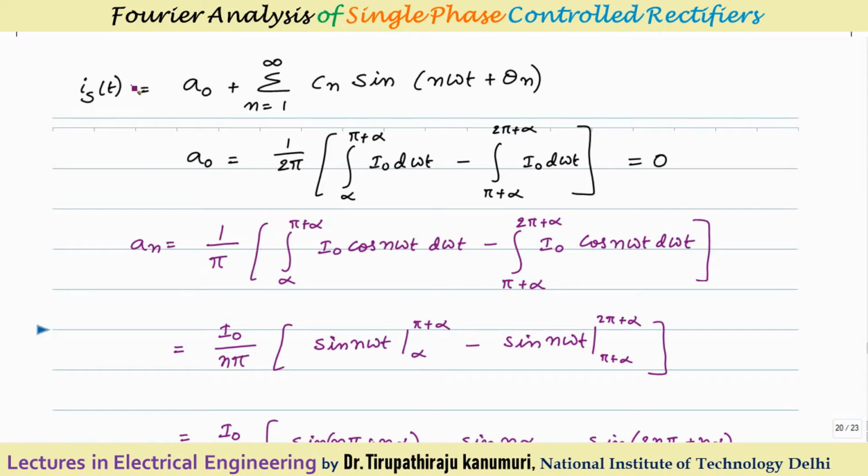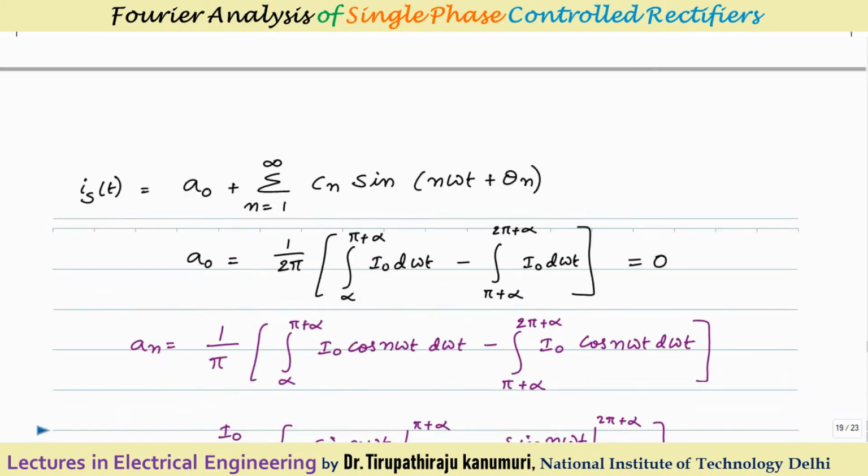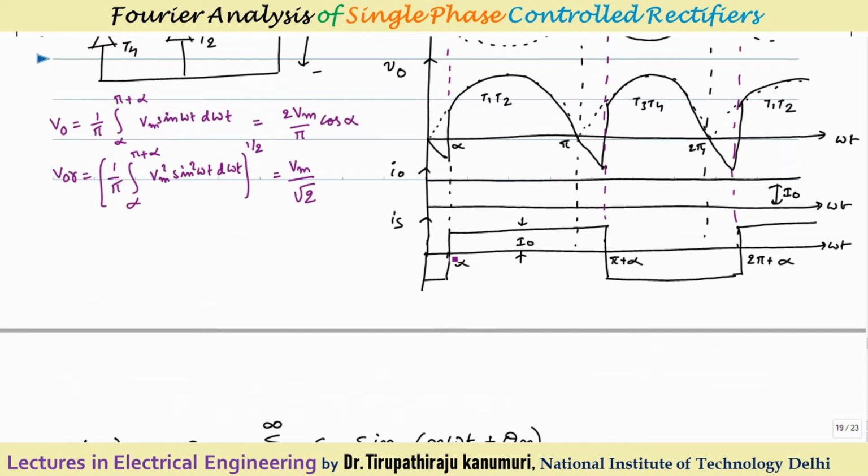So first I am starting with IS of t. I can write as A naught plus, as per the Fourier series, sigma n is equal to 1 to infinity Cn sin n omega t plus theta n. Agree with me? So from this I can calculate my value of A naught will be equal to 1 by 2 pi integration from 0 to 2 pi, I have to take I of t d omega t, right? So if you are taking your supply current, this is my supply current. You can see from alpha to pi plus alpha, it is positive I naught. And from pi plus alpha to 2 pi plus alpha, what is the magnitude? This magnitude is again equal to I naught, but this value is negative, that is minus I naught.